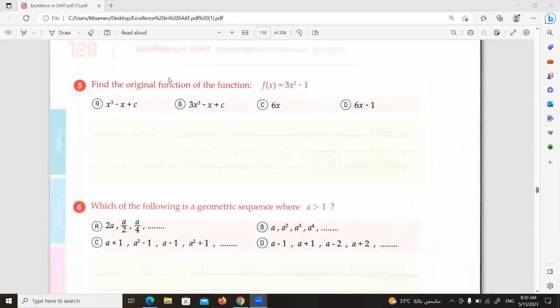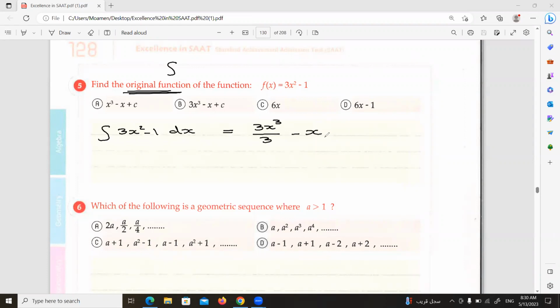The next one says, find the original function. Find the original function, it means integration. Excellent. So if you ask me to find the original function, I need the integration. So I'll take the integration of 3x power 2 minus 1 dx. First, I'll use the rule of integration. I add 1 to the power of x, so it becomes x power 3, and divide by the new power. Then minus 1 becomes minus x, because if we have any constant, we multiply it by x. Our constant is 1, times x equals x. And please don't forget the constant of integration, c.